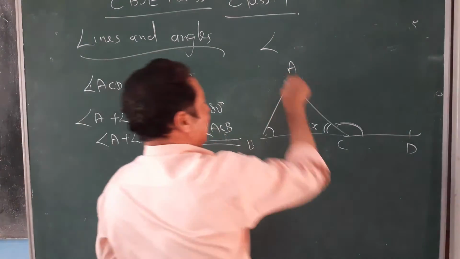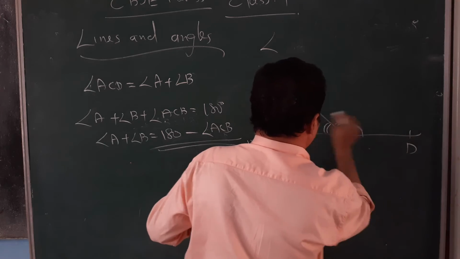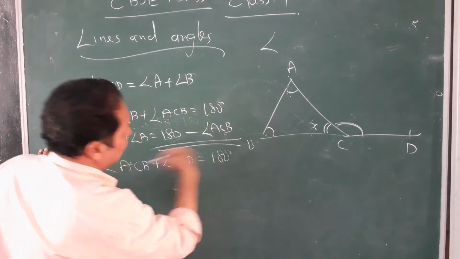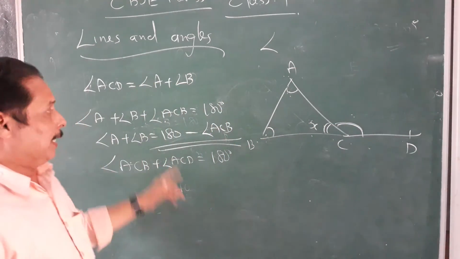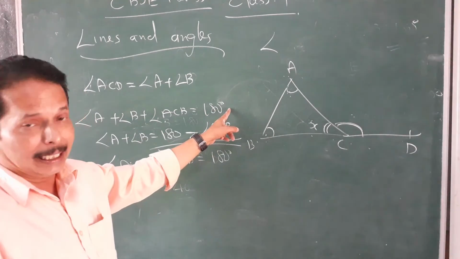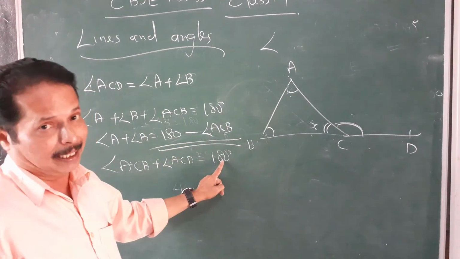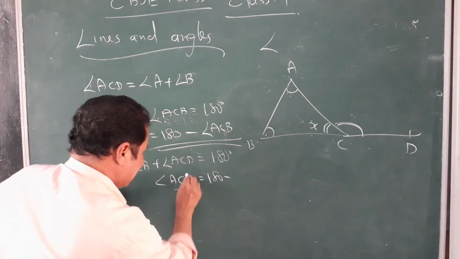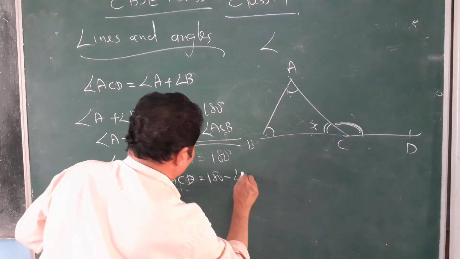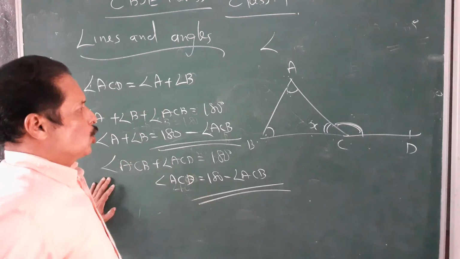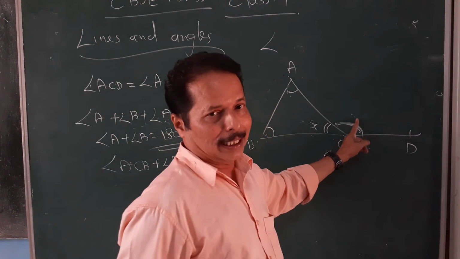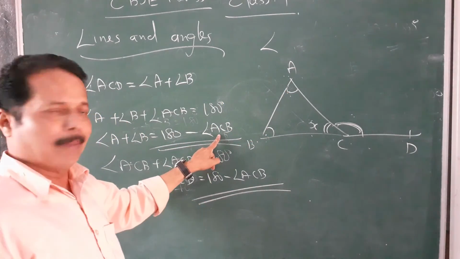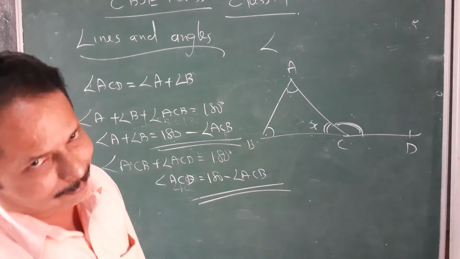Similarly, angle ACB and ACD are a linear pair. ACB plus ACD is also 180 degrees. Linear pairs are supplementary. Here, the sum of angles of a triangle is 180 degrees; here, linear pairs are supplementary. Therefore, angle ACD equals 180 minus angle ACB. Similarly, angle A plus angle B is also 180 minus angle ACB. You see this? Therefore, both of them are equal.